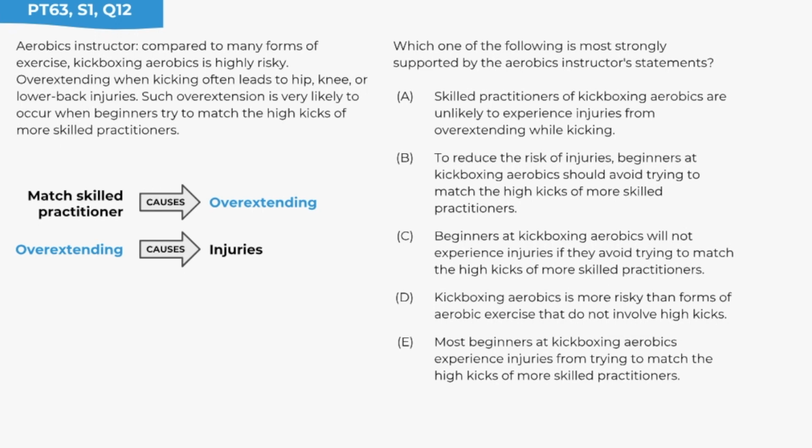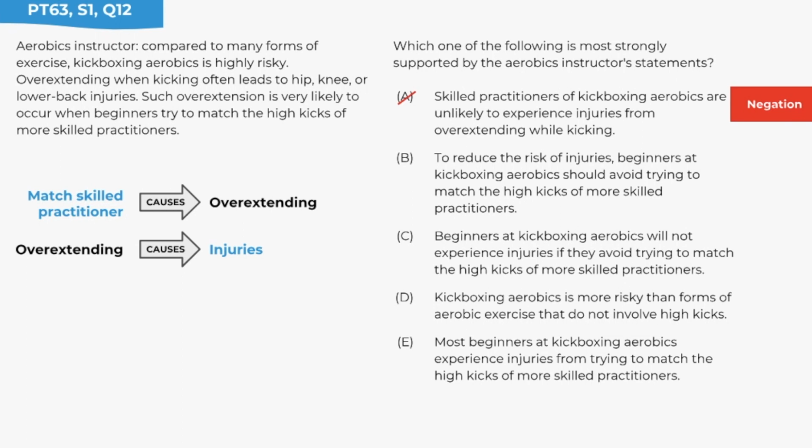We've already got an idea of what we're looking for. We're looking for maybe something that extends or describes the entirety of this causal chain. Let's look at the answer choices. Answer choice A says that skilled practitioners of kickboxing aerobics are unlikely to experience injuries from overextending while kicking. Well, we know that beginners, when they try to match the high kicks of skilled practitioners, can be injured. But does that mean that skilled practitioners will not be injured? This is simply negating the relationship throughout the causal chain. So let's get rid of it.